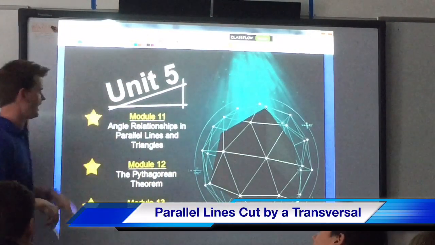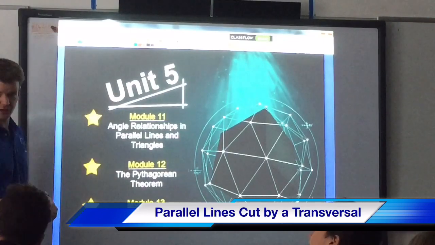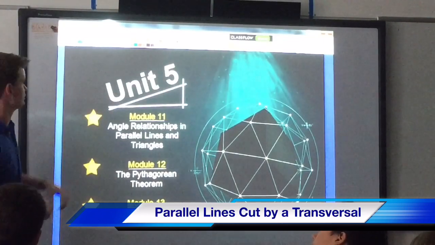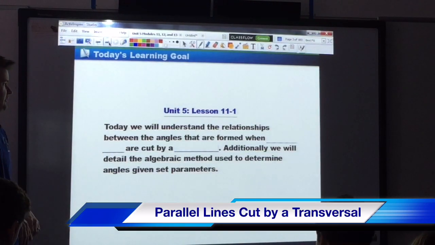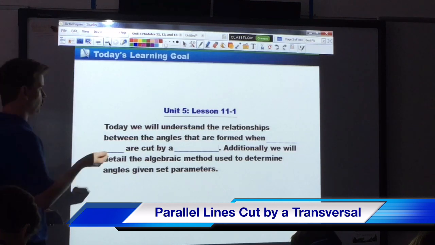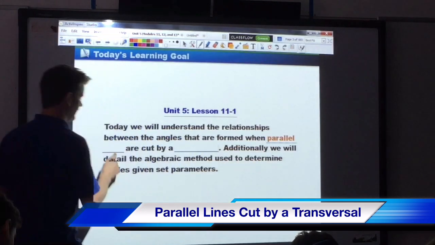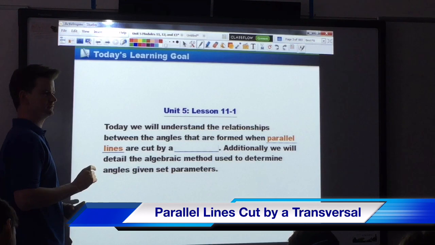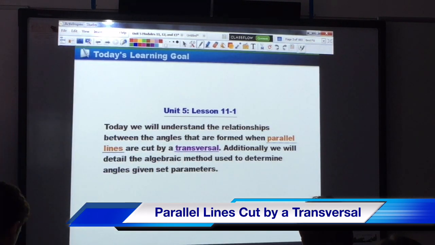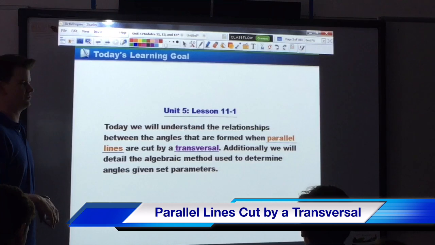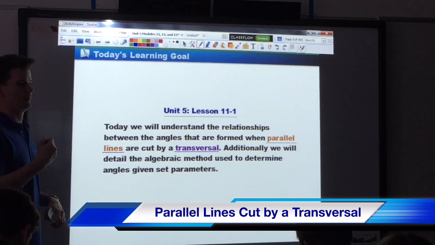Today we're starting Unit 5, Module 11, Angle Relationships and Parallel Lines, and even some triangles. But before we even get started, we have to figure out what it is we're talking about. Today we will understand the relationships between the angles that are formed when parallel lines, we know what parallel lines are? Yeah. Parallel lines are cut by a transversal. Additionally, we will detail the algebraic method used to determine angles given set parameters.